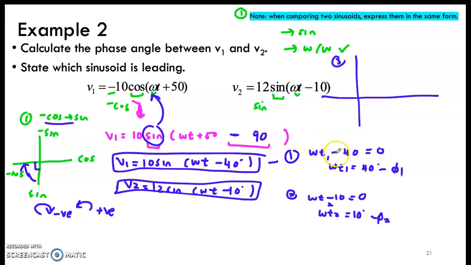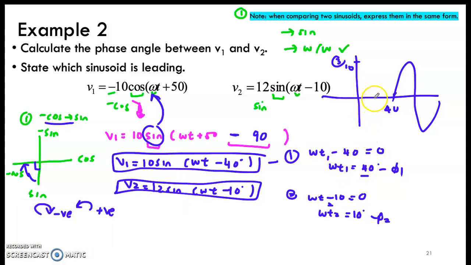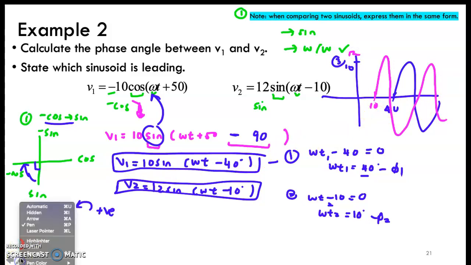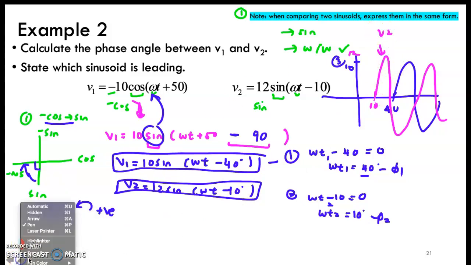And number 3, you plot the graph. Okay, let's say we are going to plot V1. So phi here is 40. You just mark it here, and the amplitude here is 10. So let me change the color of the pen. Okay, how about phi 2 is 10. And the amplitude here is 12. So just draw another one. Okay. Now what do we need to do? We want to see which one is leading, which one is lagging, right? So this one is V2. And V1 just now is this one.